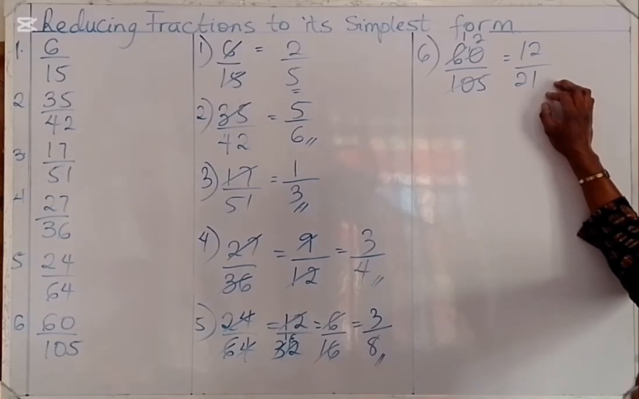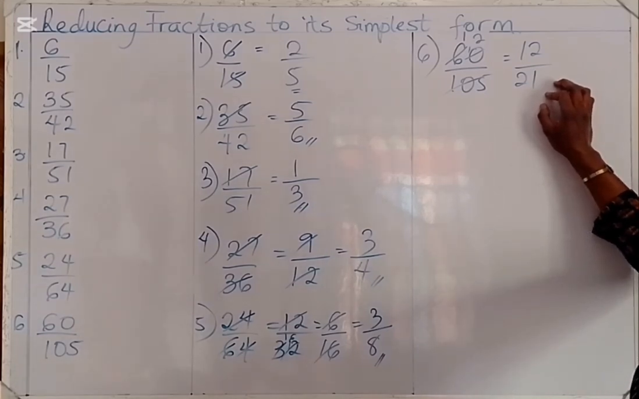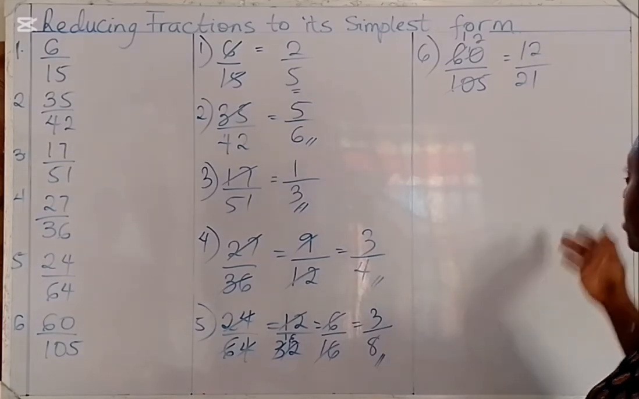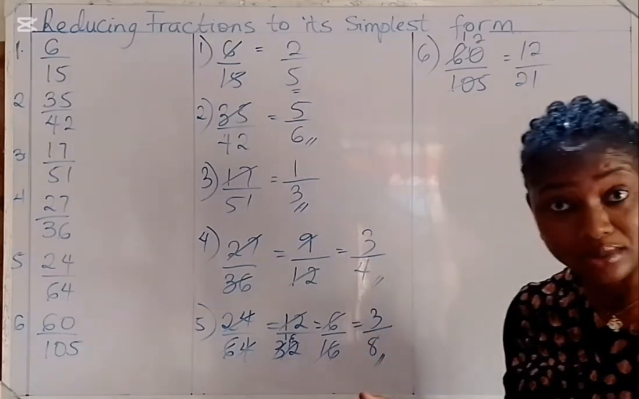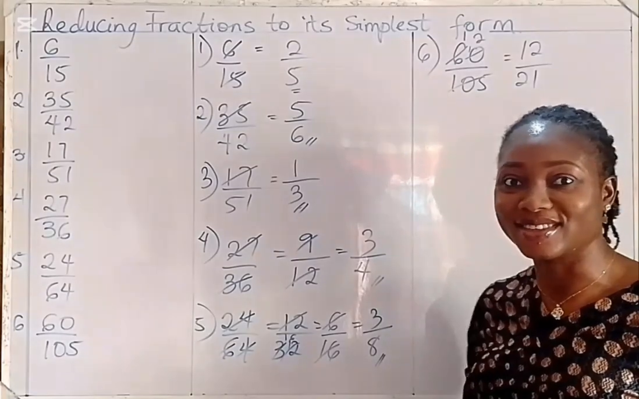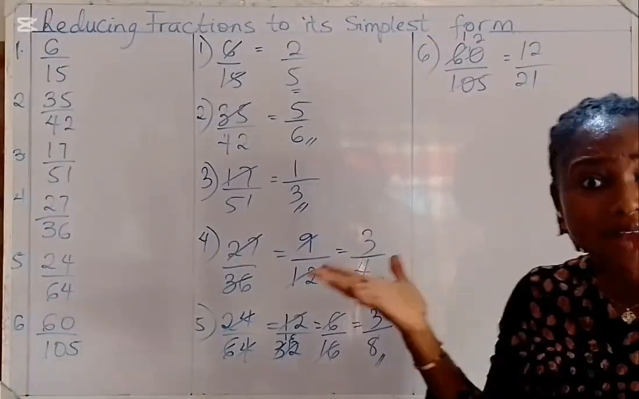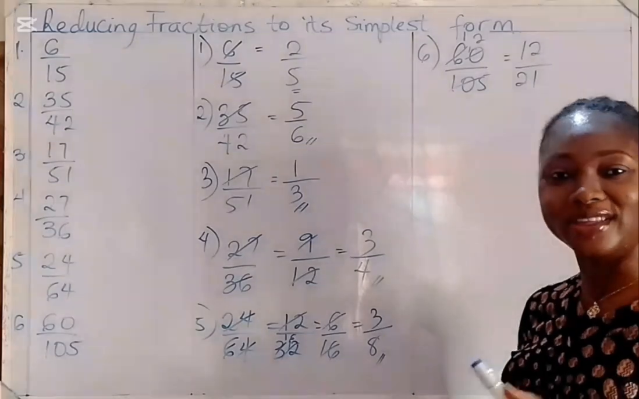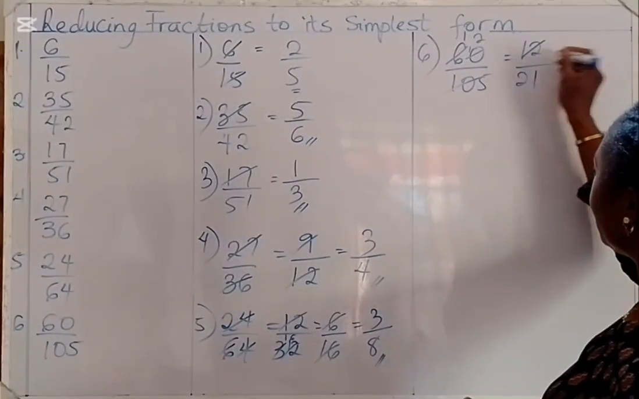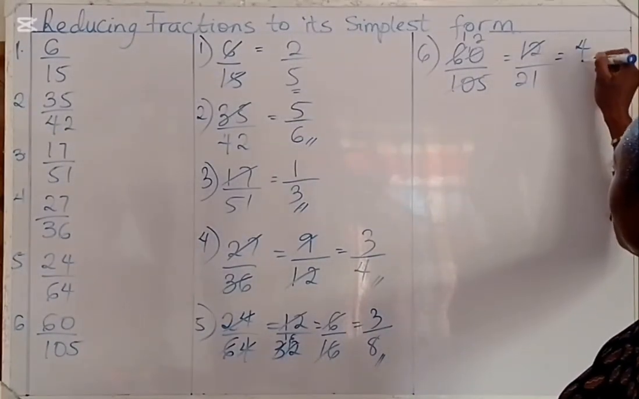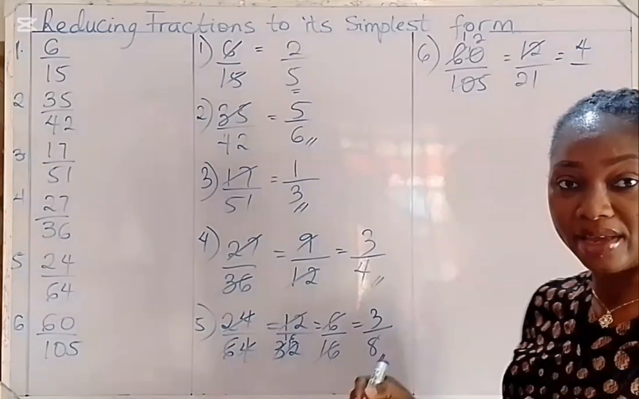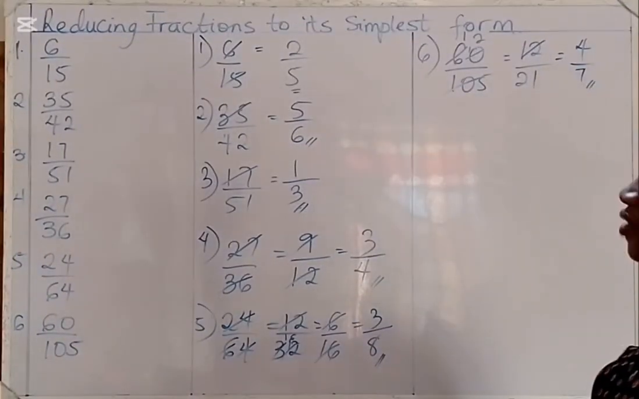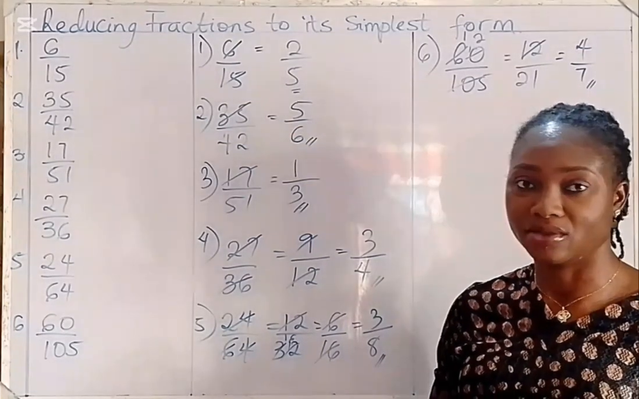And trust me, we can still reduce this fraction. What can go in both 12 and 21? Can 2 go in 12 and also go in 21? I don't think so. So let's try 3. 3 can go in 12 and also go in 21. So 12 divided by 3 gives us 4, and 21 divided by 3 gives us 7. And that leaves our final answer to be 4/7.